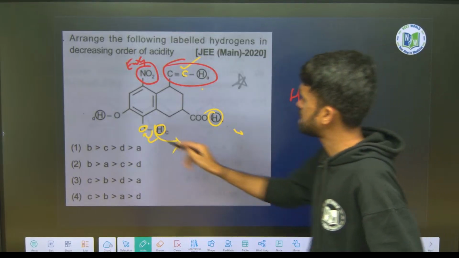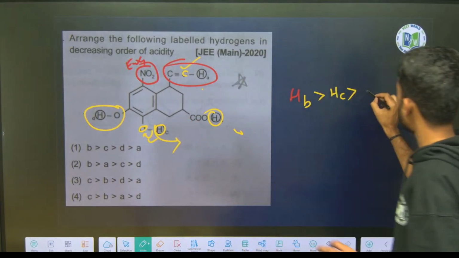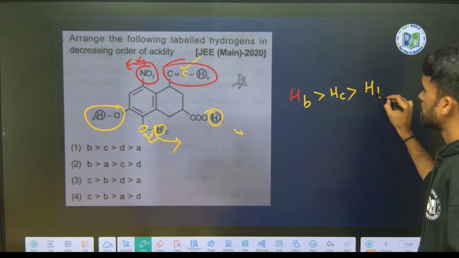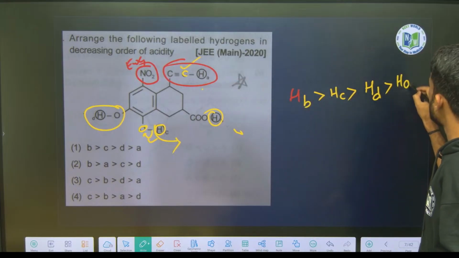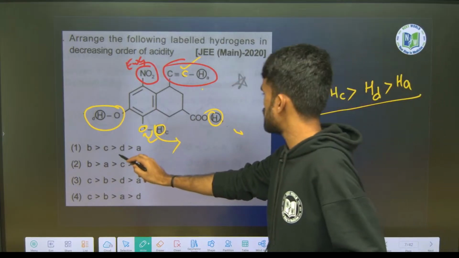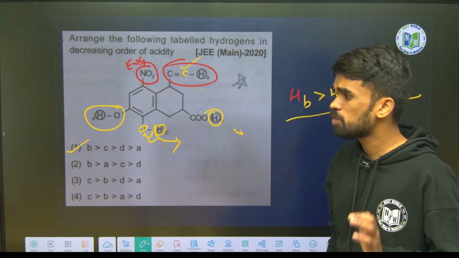After that, this is also like a phenol. On the benzene ring you have an OH group, which means phenol. So after that, HD, and the least is what? HA. So where do we have this option? B, C, D, A. So your first option will be the perfect answer for this question. Hope this is also clear.